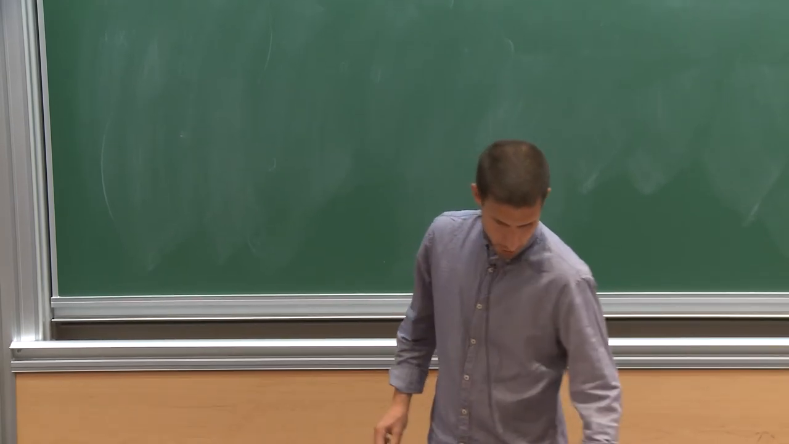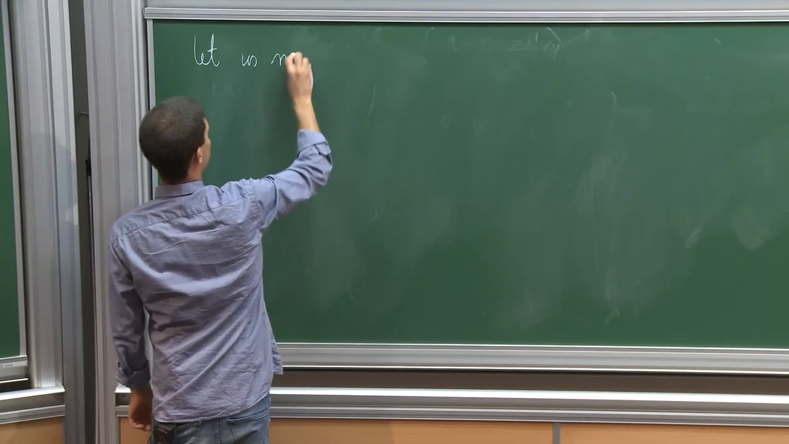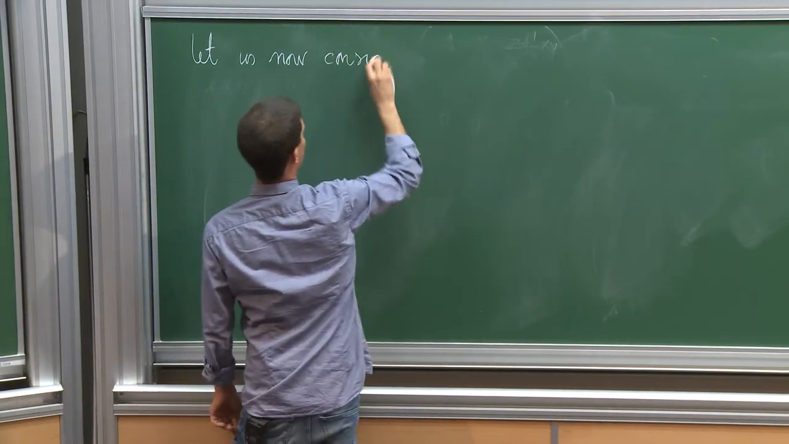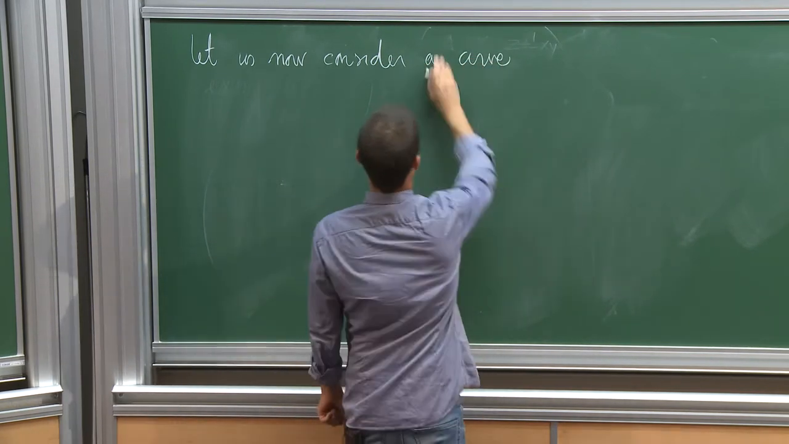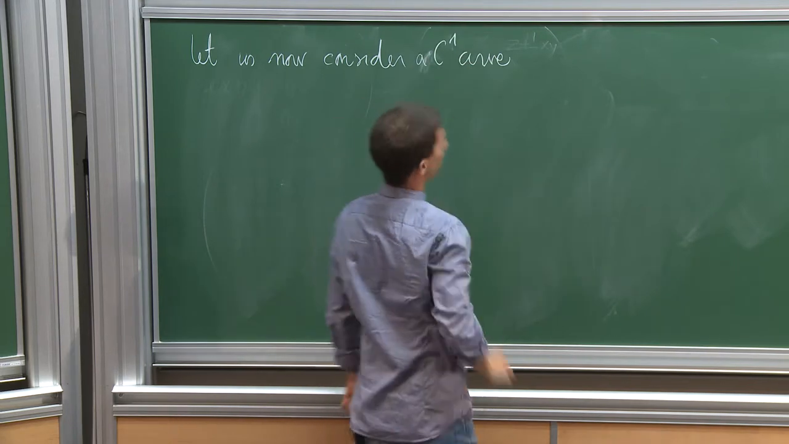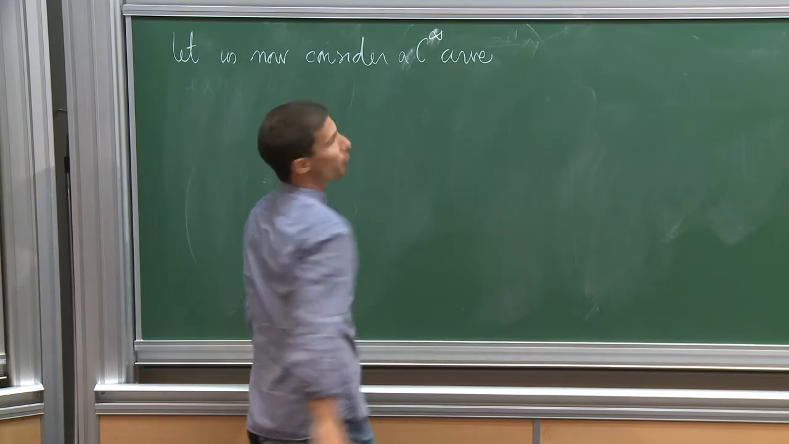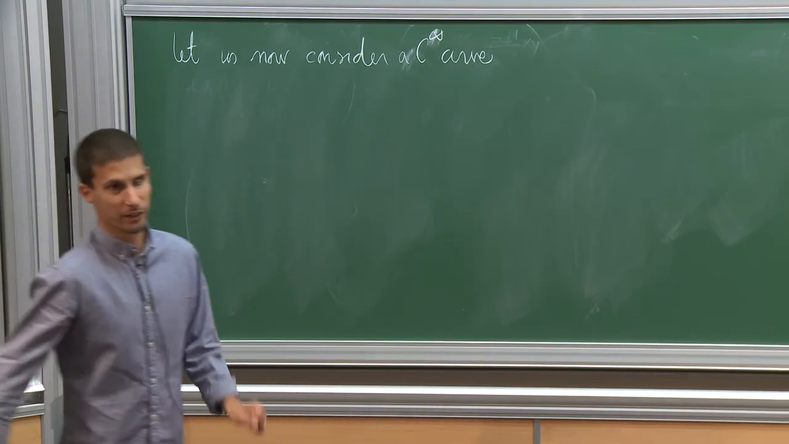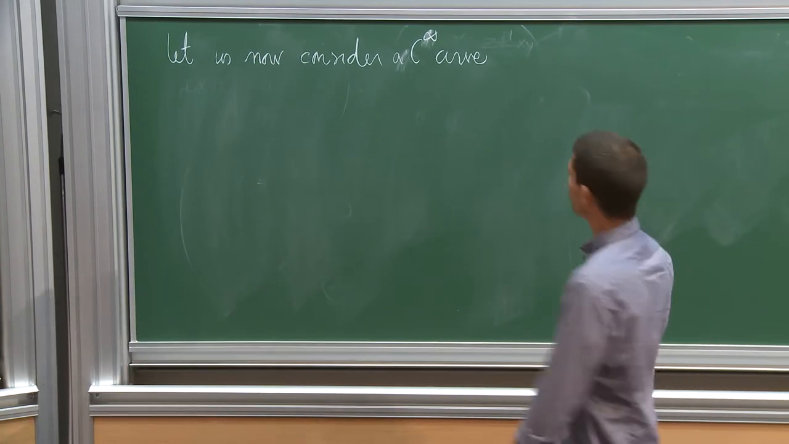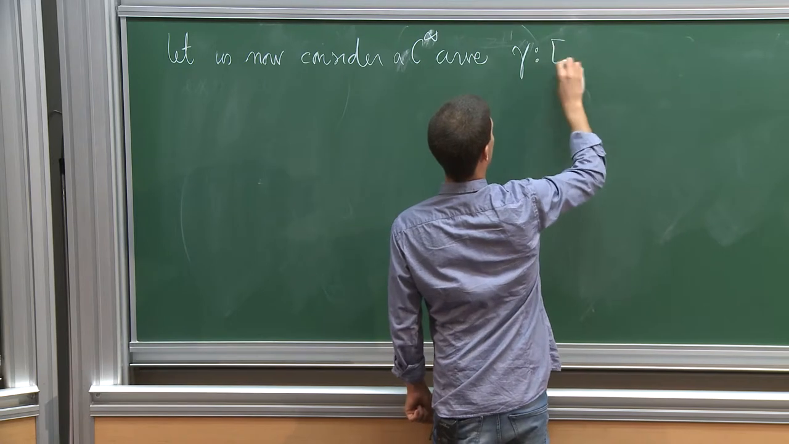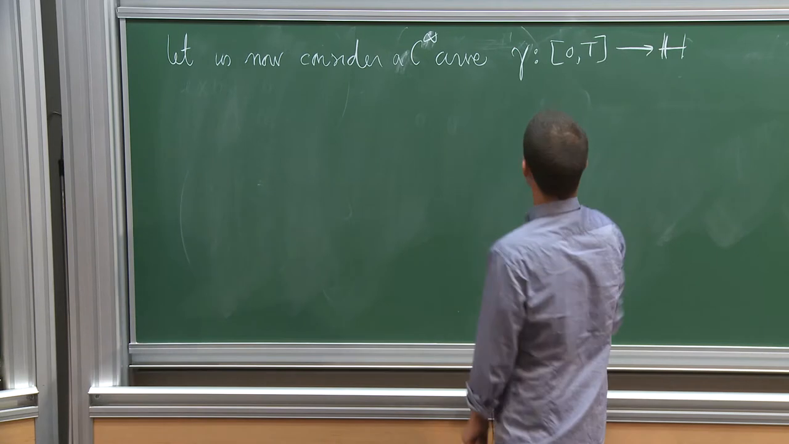Okay, so let us now consider a curve, let's say a C1 curve, or maybe C infinity. C1 is enough, I need to compute one derivative, but I like C infinity, so a C infinity curve, that will be defined on some interval that I will denote [0,T] and with values in H.